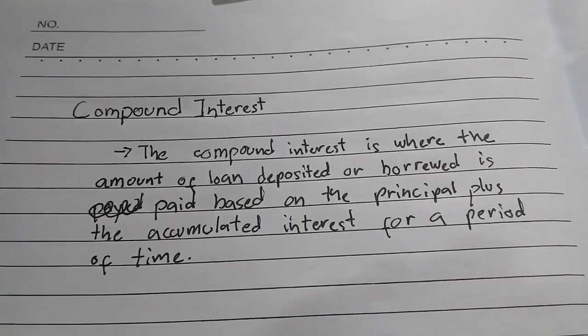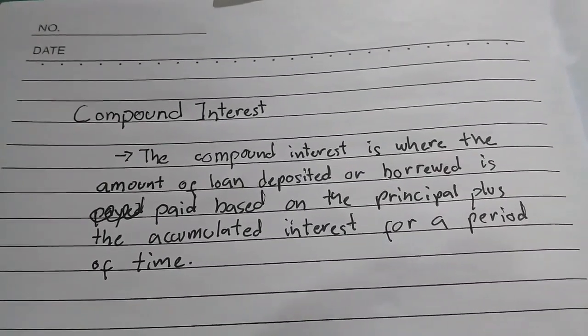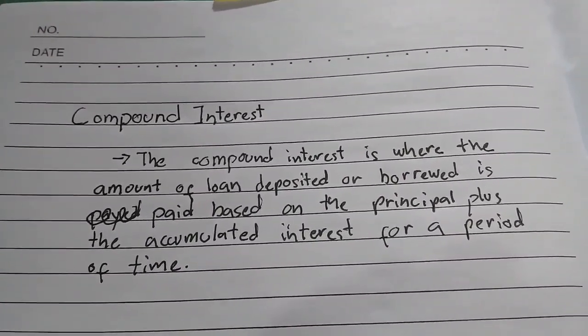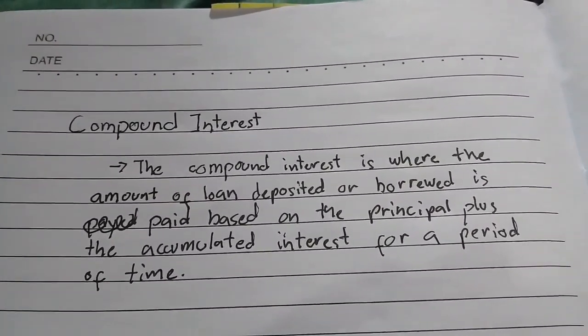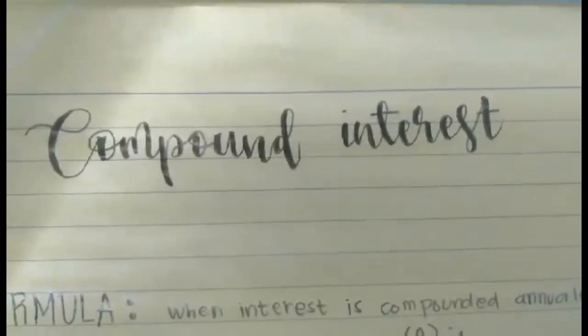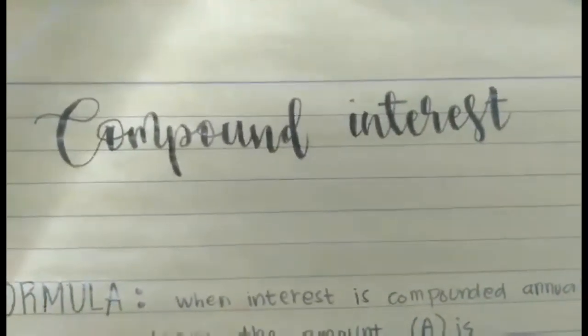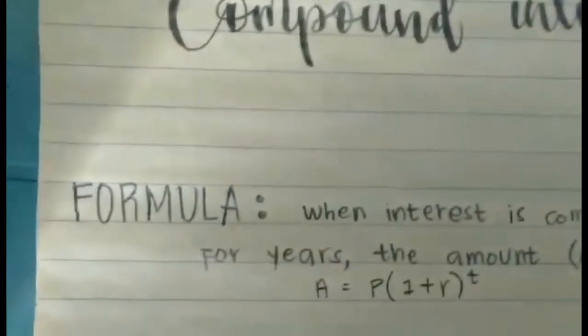Compound interest. Compound interest is where the amount of a loan, deposited or borrowed, is paid based on the principal plus accumulated interest for a period of time. First, let's identify the formula so that we can tackle an example.